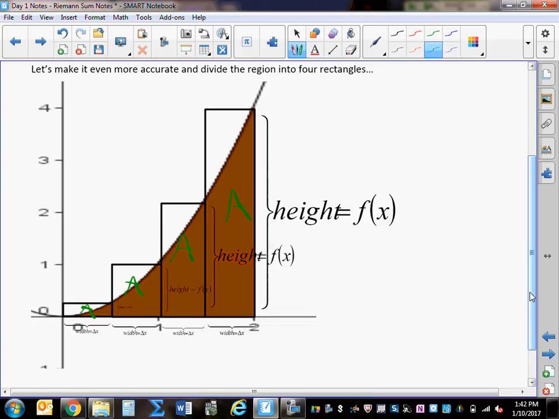Okay? Now, we could pretty easily find this area. You know how to find the area of a rectangle, and I'm sure you can do it 4 times, and I believe you can even add those numbers together. And as we see, the larger number of rectangles we have, the closer to the approximation we get.